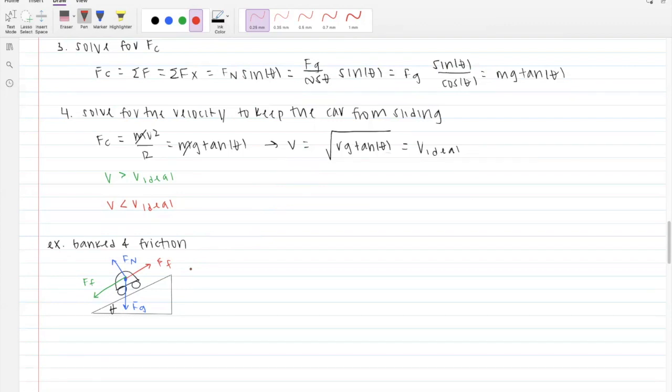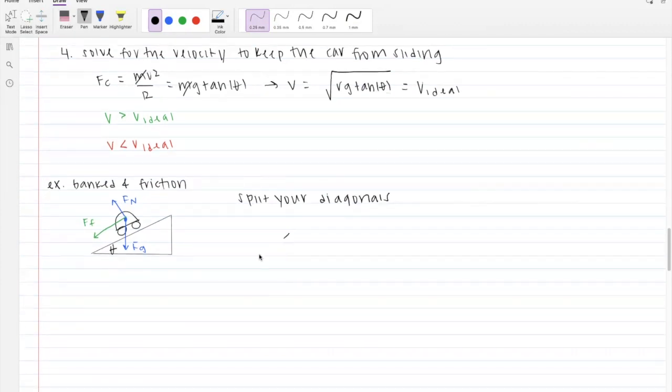However, for most cases, force of friction will be directed towards the center of the bank. So the first thing you always want to do is split your diagonals. Again, we're going to consider that the force of friction is going towards the center. So let's do this. We have our force of friction.